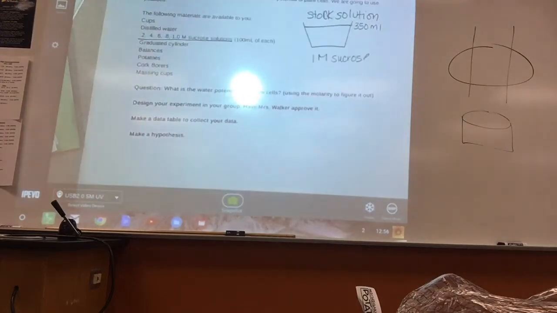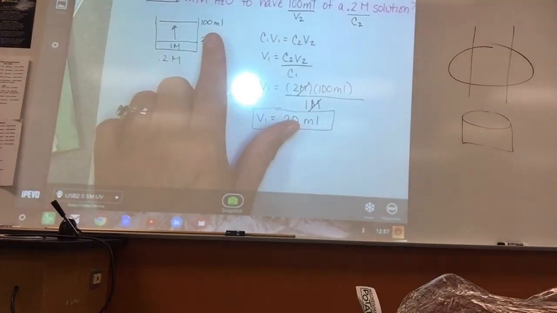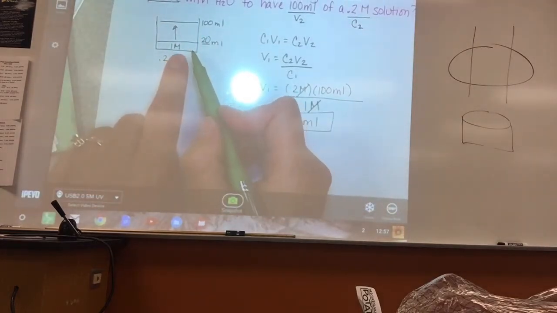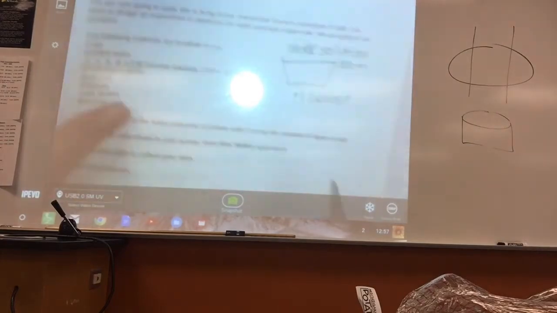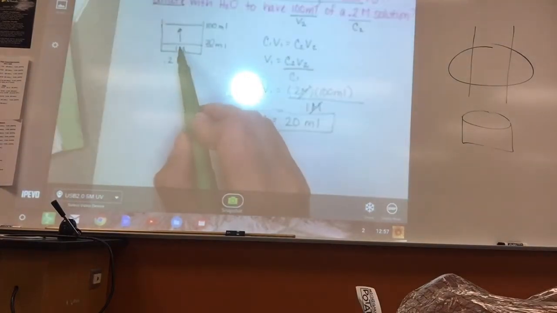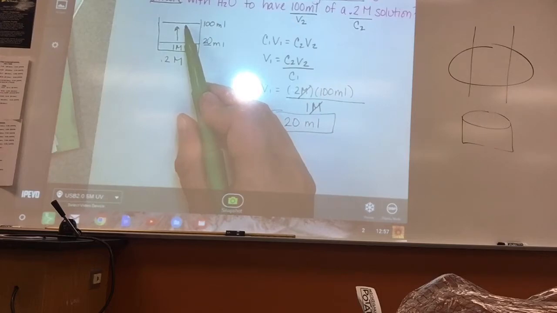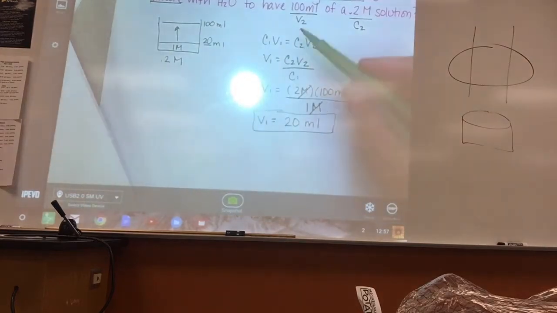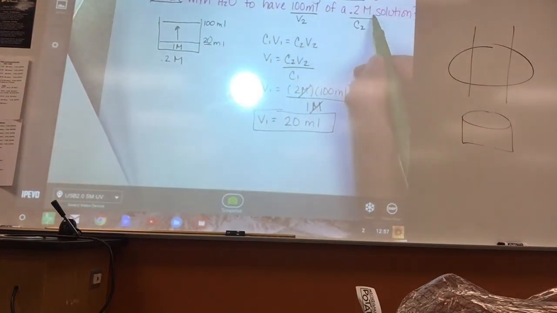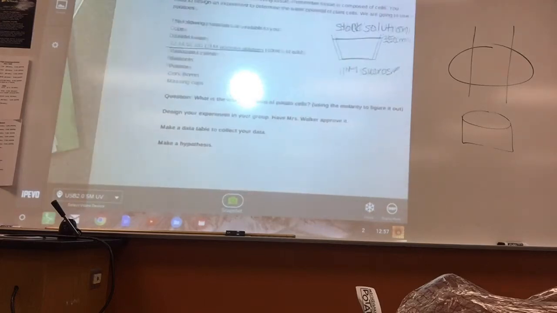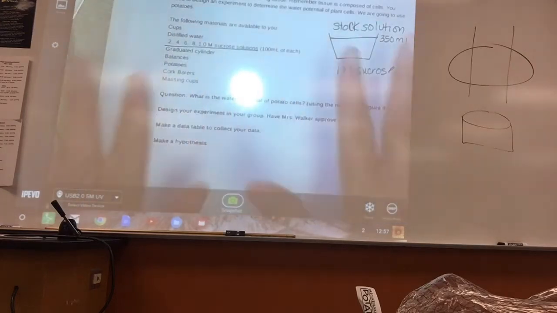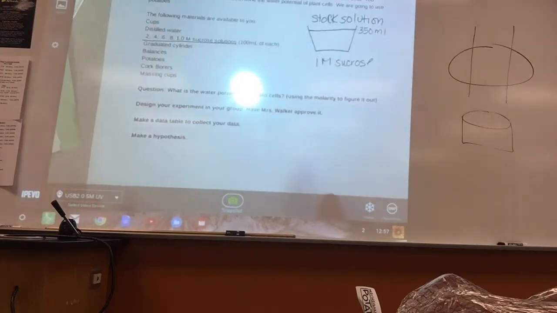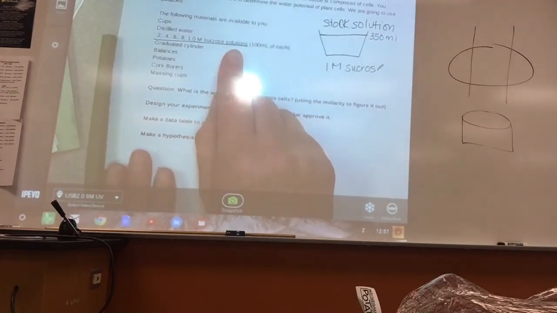So to make a point, I just did the first one together with you. So what you would do is you would take 20 milliliters of that stock solution, put it in a cup, add 80 more milliliters of water, and you end up with 100 milliliters of a 0.2 molar solution. All right, so then the next one, you do the same thing except C2 is 0.4. Does that make sense? Yes. All right, and if you have any questions with that, I will obviously be there tomorrow to help you.